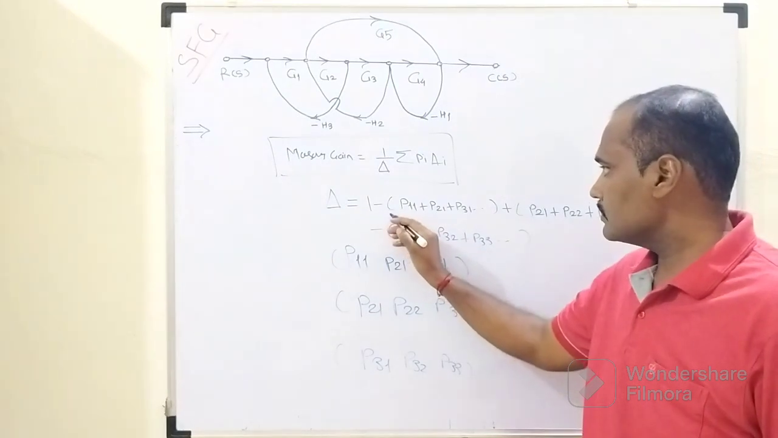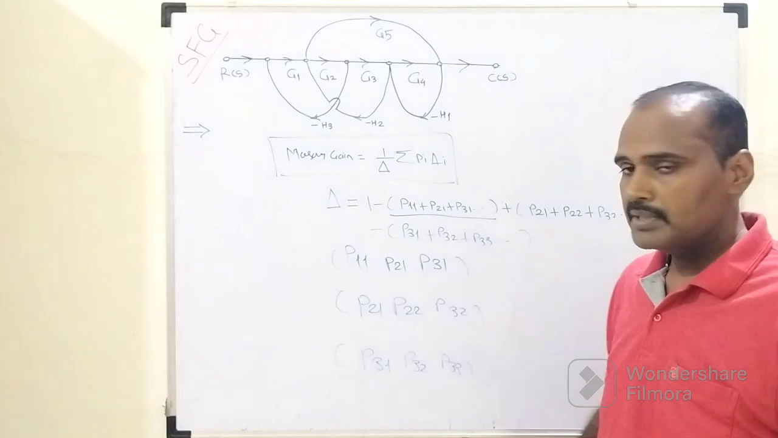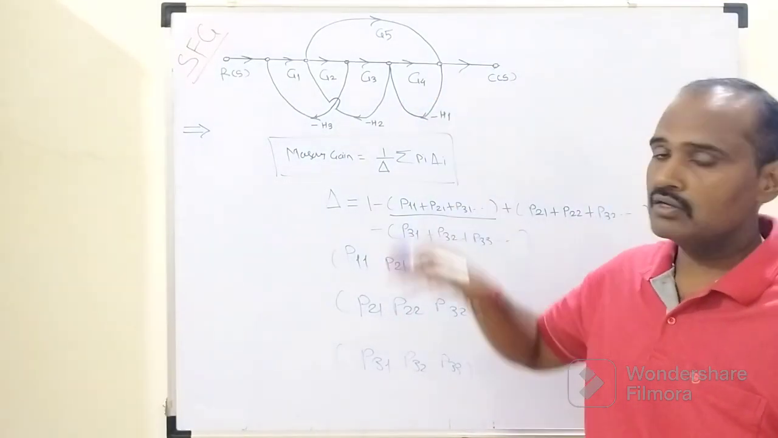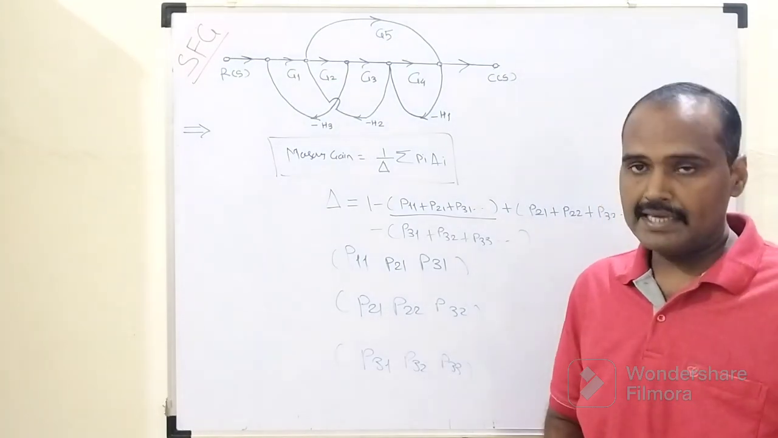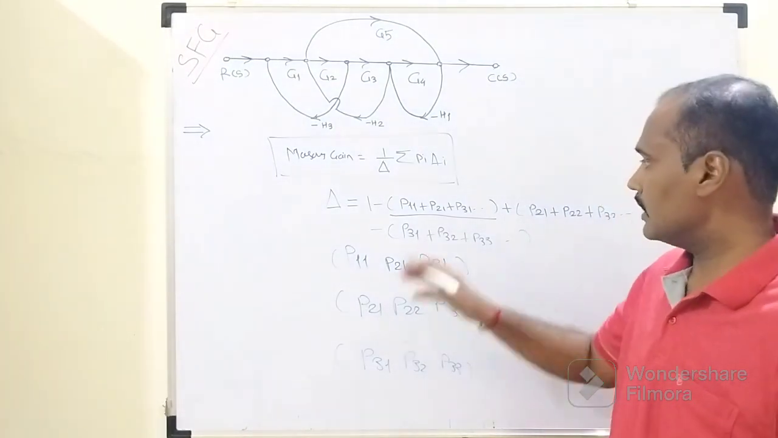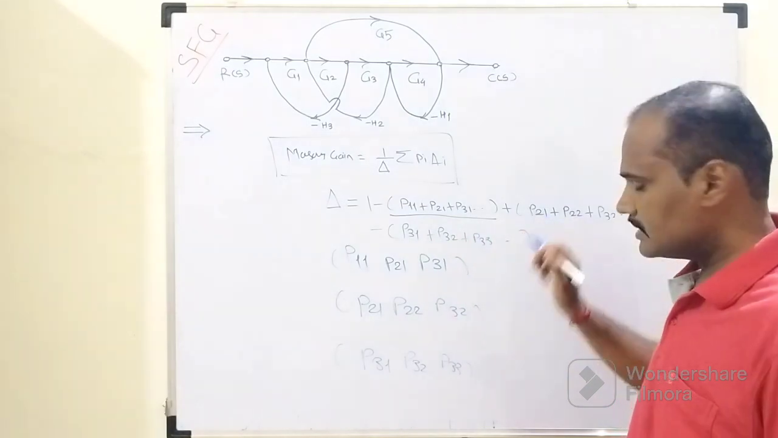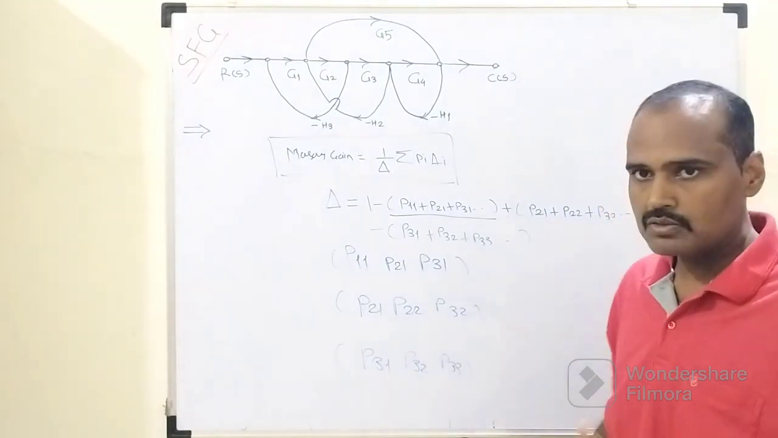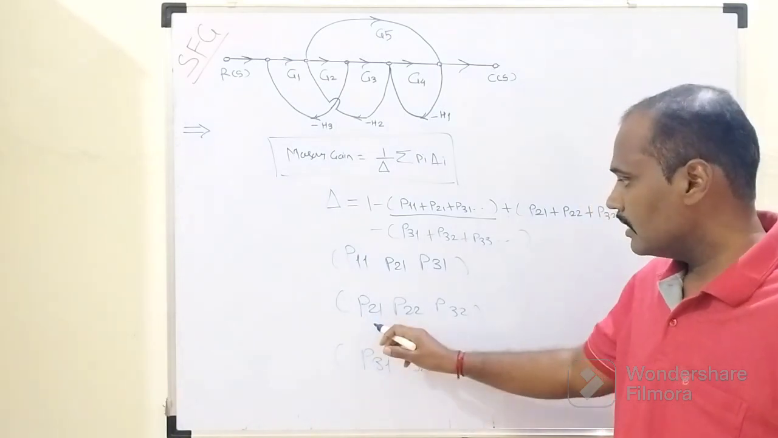So this is all about the first parenthesis, 1 minus P11, P21 plus P31. So n number of individual loops we can have within that signal flow graph representation. What we need to do is add their gains within that first parenthesis, right? Now, as far as the second parenthesis is concerned, what are the relevant terms present within it?